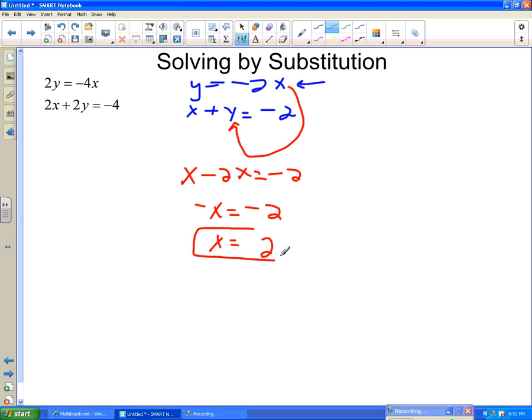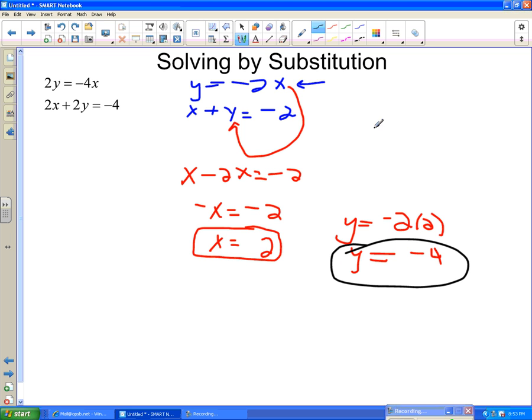So there's my x. Now I have to figure out what y is, so I can go back to either one of these two equations here, or even back over here, but I'm going to choose to go to one of these. I think I may just go to this first one and plug in a 2 here for x. So I've got y equals negative 2 times x. I know what x is. It's 2. And then I know that y would be negative 2 times 2 is negative 4. So now I know what my solution is. My solution is going to be the point (2, -4).